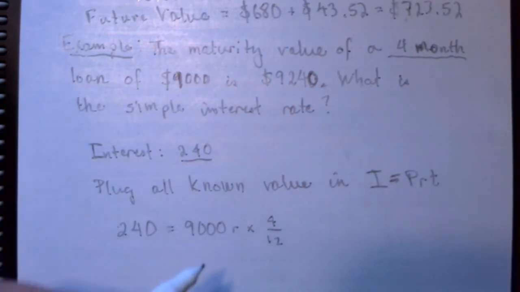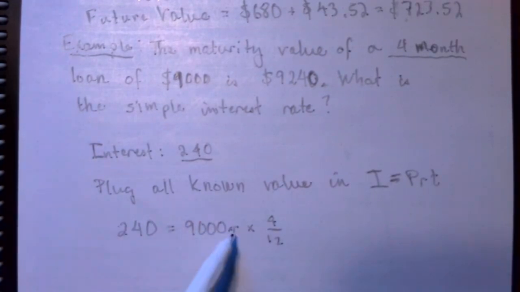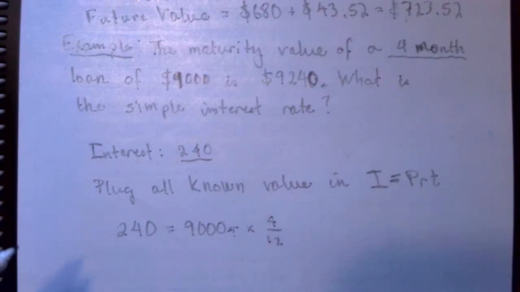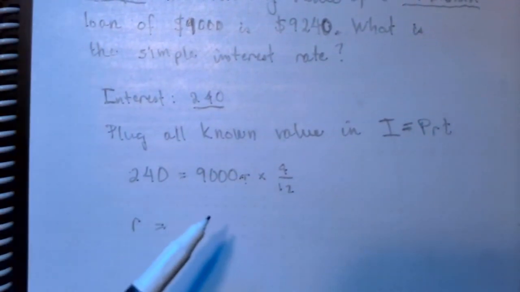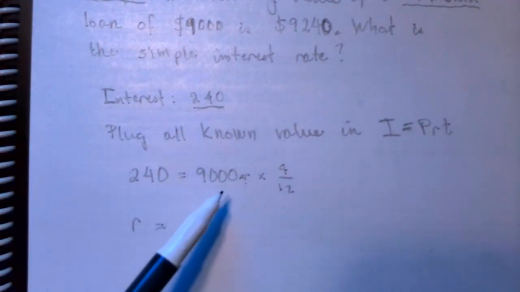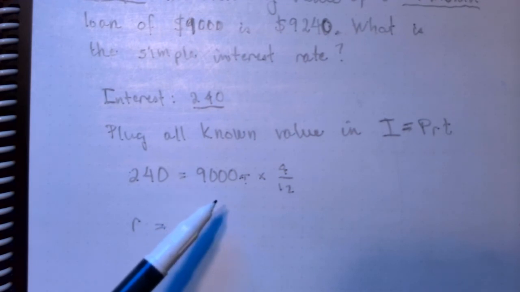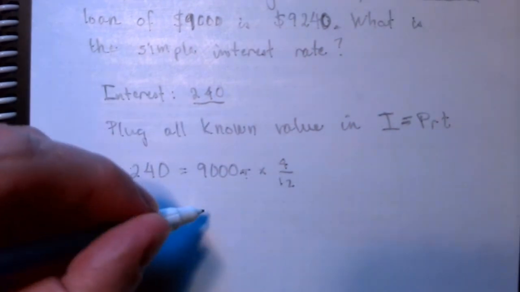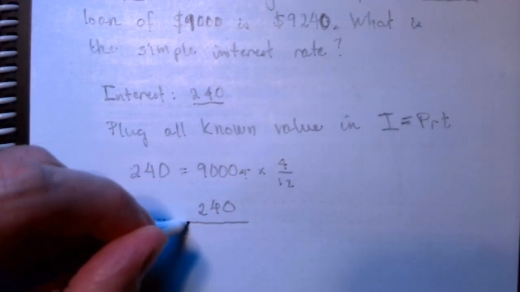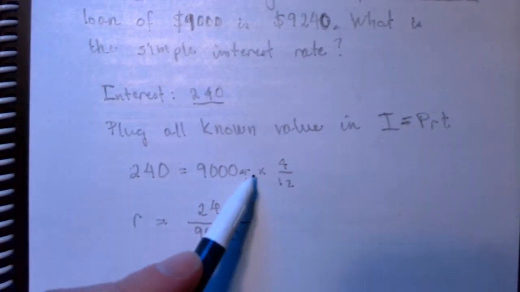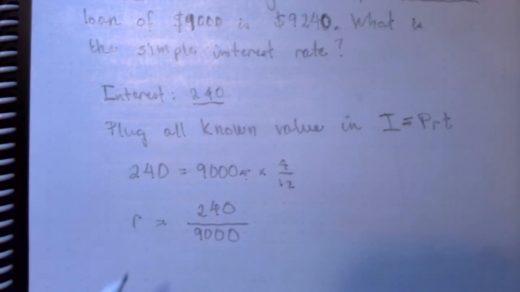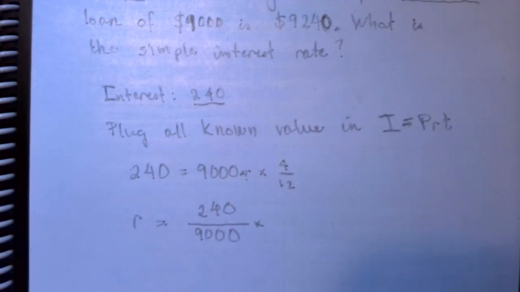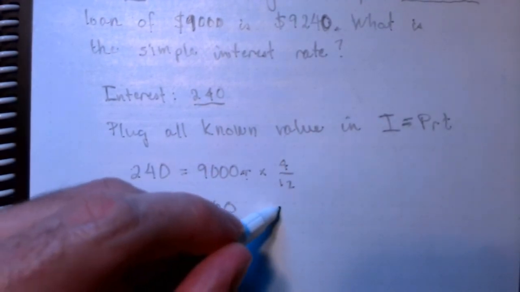So if I knew the interest rate, I would take 9,000 times that times 4 over 12. Now I got to get R by itself on one side. Well, what did they do to R to get the 240? Well, they multiplied by 9,000. You got to reverse that. You got to divide by 9,000. So you take 240, divide by 9,000. And then not only did they multiply by 9,000, they multiplied by this fraction. So you divide by that fraction. How do you divide by a fraction? You multiply by the reciprocal.